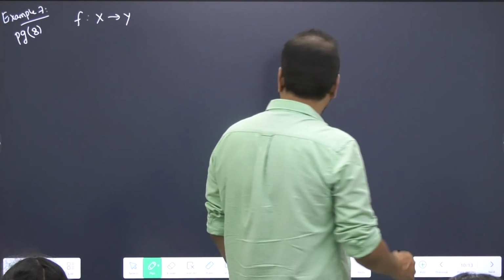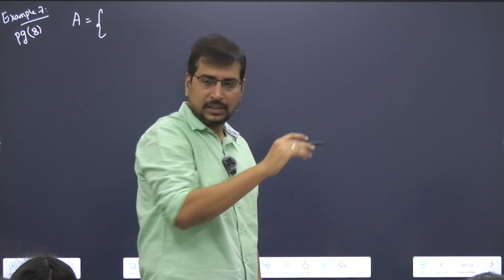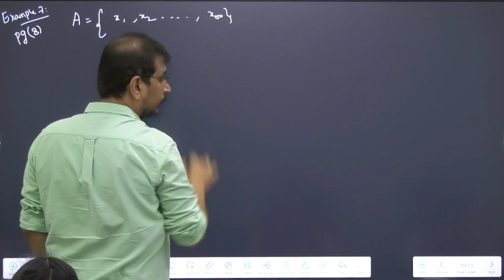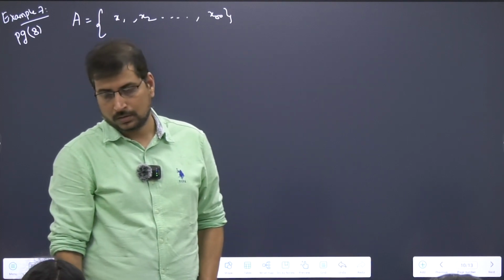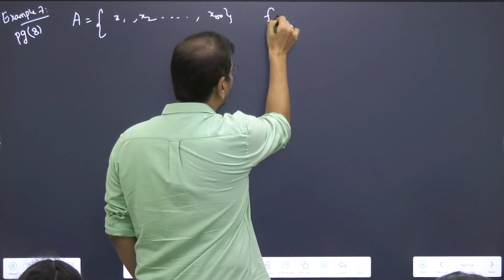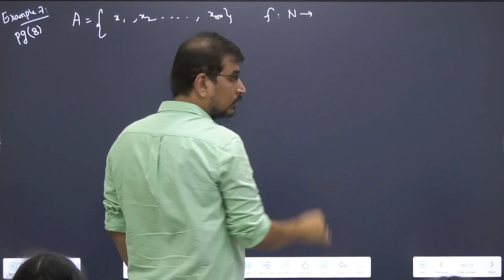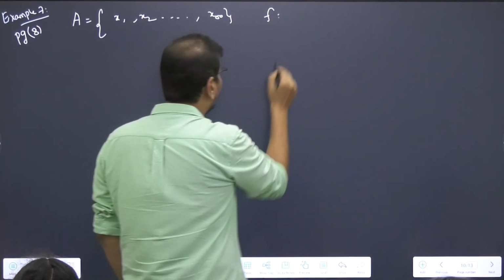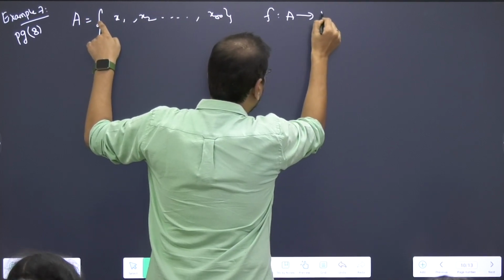Let A be the set of all 50 students of class 10 in a school. It's a set of all 50 students. Is it the name, roll number, anything they mention? Okay, let's assume they are the names: x1, x2, and so on till x50. So there is a function that is mapped from this set A to the natural number set.